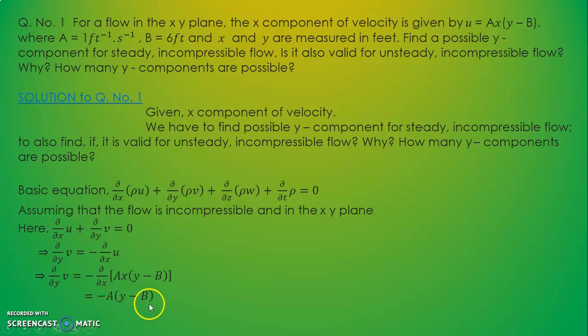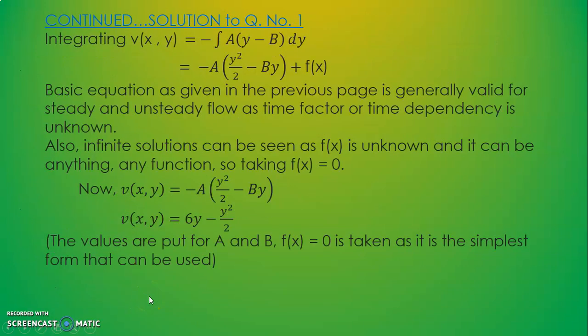This is obtained on partially differentiating u with respect to x. That is del x of u, as shown here, ax into y minus b. So this is obtained. On integrating, we get minus a into y square by 2 minus b into y plus f of x. Here f of x can be taken as a constant.